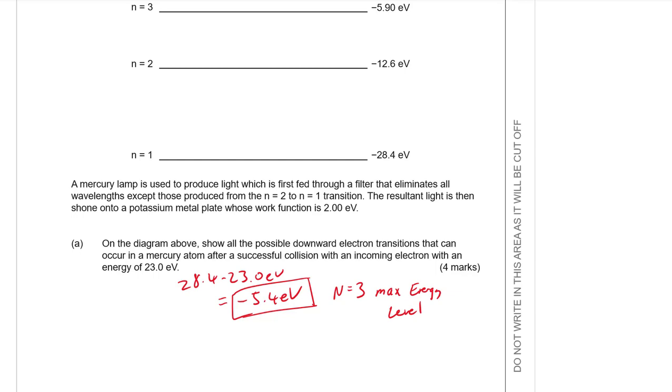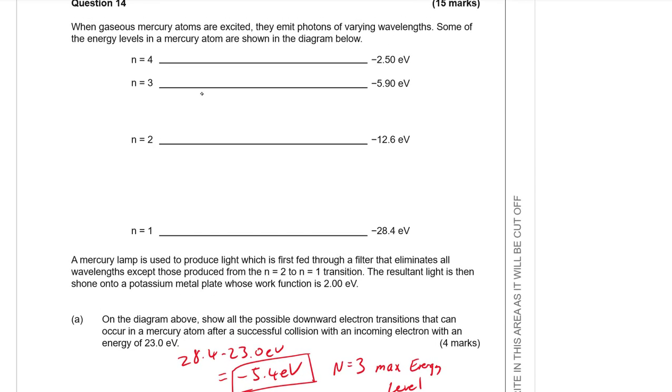So once we've got that sorted, we can go up the top, and if we start from the 3, we can come down to the 2, or it could drop all the way down straight to 1, or it could drop down to the 2 and then drop down to the 1. So there's 3 energy transitions there.